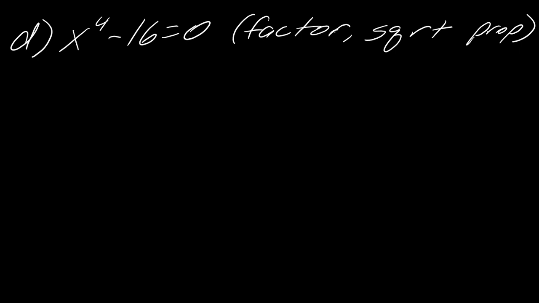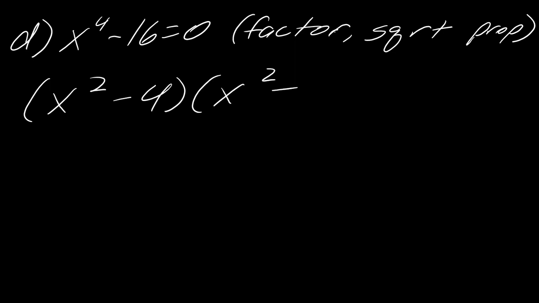And the last type of problem, this isn't quadratic, but we'll call it pseudo-quadratic. I just wanted to kind of remind you of some creativity. So what if I have x to the 4th minus 16 equals 0, and I want to factor and use the square root property? What does that even mean? Okay, so this would factor as x squared minus 4 and x squared plus 4.